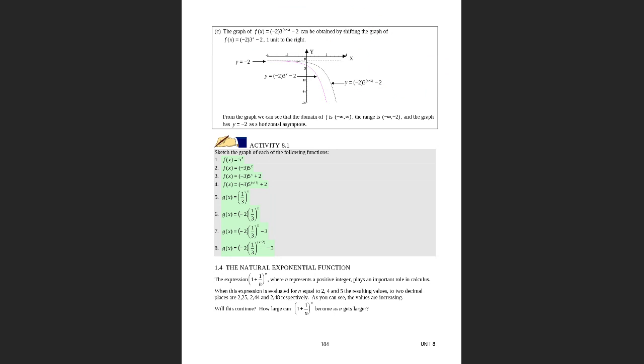So here, if we look at activity 8.1, they have asked us to sketch the following graphs. In this case, you simply have to know the original graph, which is y equals 5 exponent x.